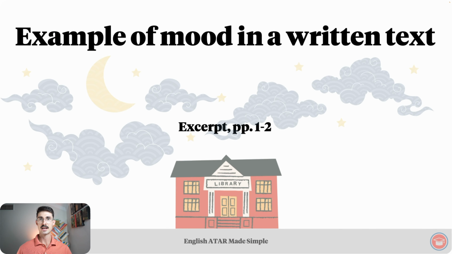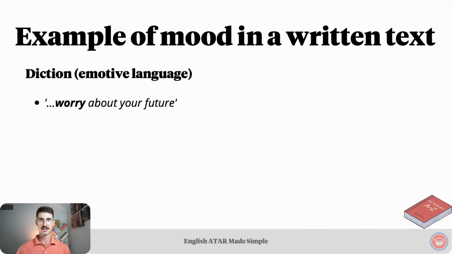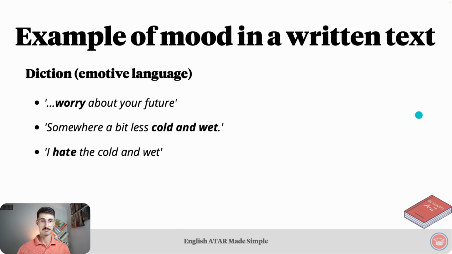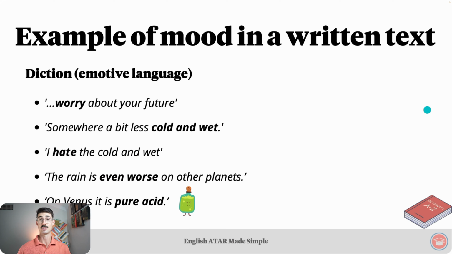That's the excerpt. Now let's look at some of those textual features that are used in the excerpt to create some moods. Firstly, diction. In the excerpt, emotive language is especially relevant. So consider the effect of the emboldened words in creating a mood. Worry about your future. Somewhere a bit less cold and wet. I hate the cold and wet. The rain is even worse on the other planets. And on Venus, it is pure acid.